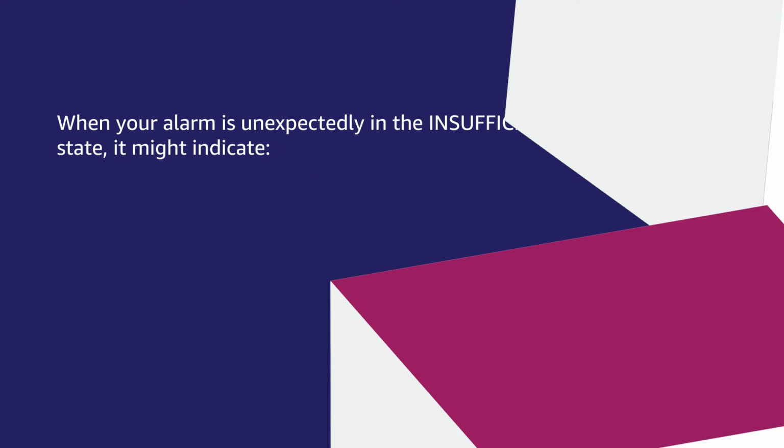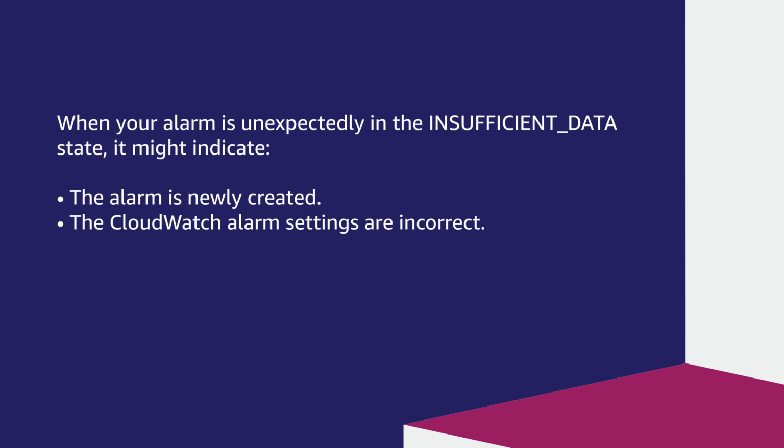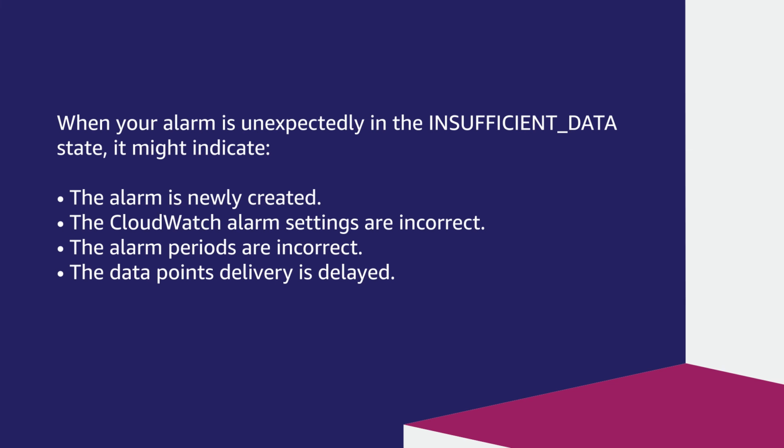To summarize a bit, when your alarm is unexpectedly in the insufficient data state, it might indicate the alarm is newly created, the CloudWatch alarm settings are incorrect, the alarm periods are incorrect, or the data points delivery is delayed. If you don't want to see this alarm state of insufficient data, then be sure that you change how the alarm treats missing data. And now you know the reasons for the insufficient data state in Amazon CloudWatch alarms.